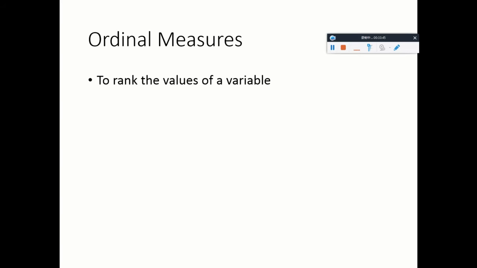Ordinal measures have a very simple definition. It simply means we measure a concept by ranking the possible values that it can take. In other words, we will apply a ranking system to a particular concept.